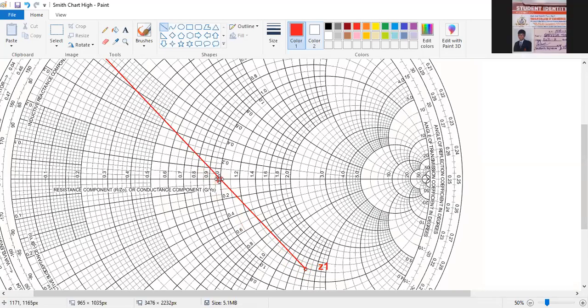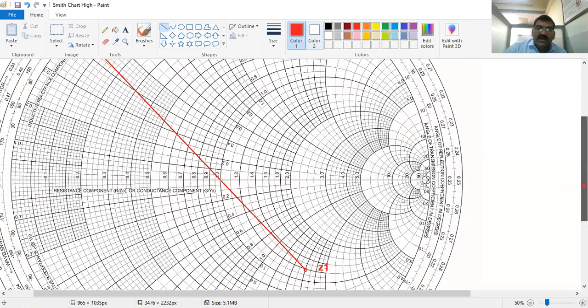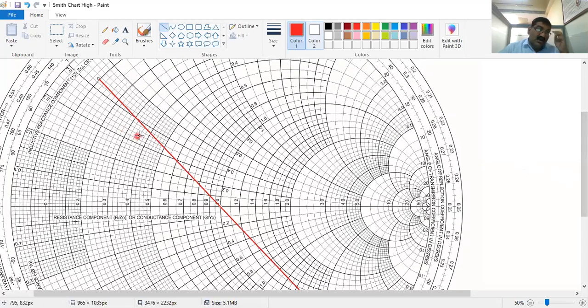This distance you will get, this is what the radius. On the opposite side, you just go here and mark on this side. If anybody is having this Smith chart, he or she can go and find out the point.